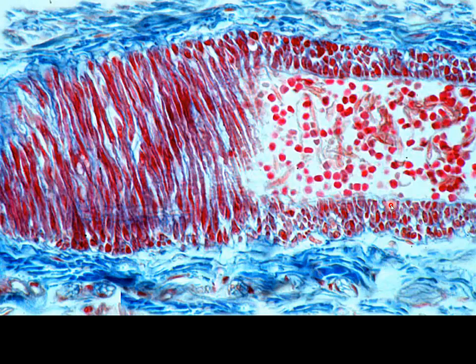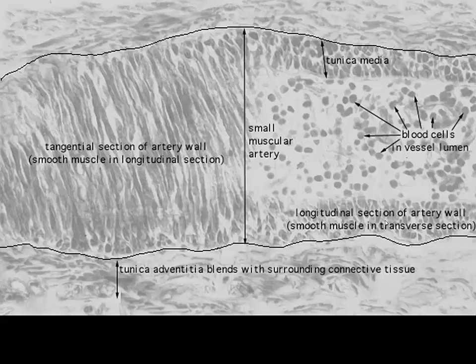But even in this case, we can see the thickness of the media. We can count the number of cells that we have here. Again, maybe 6 or 7 layers in some places. So we're still looking at a muscular artery.